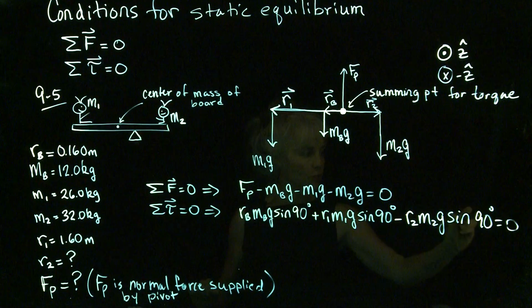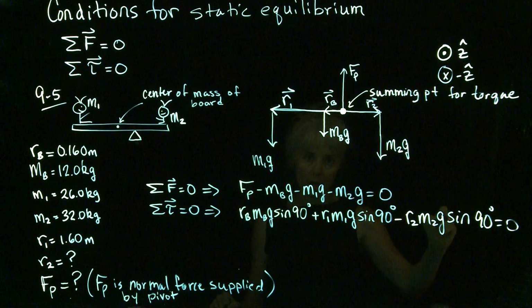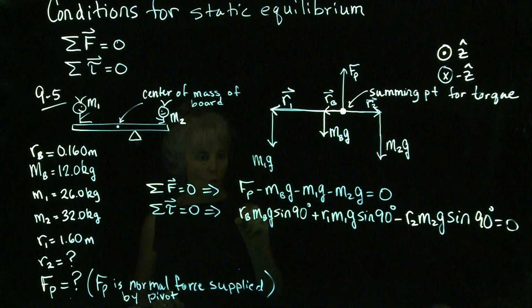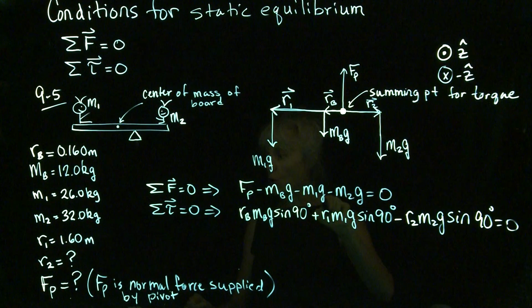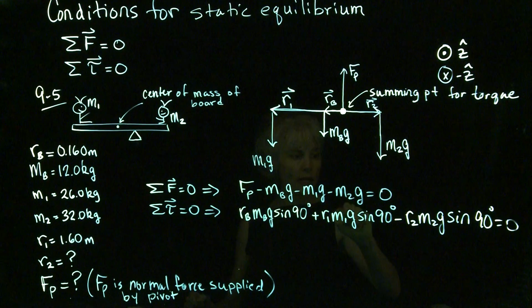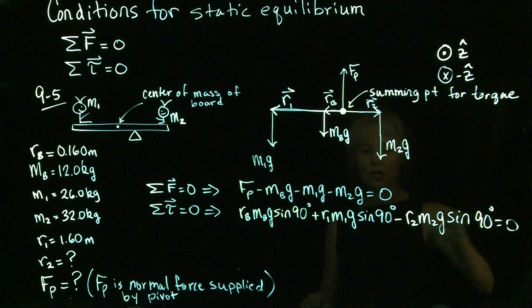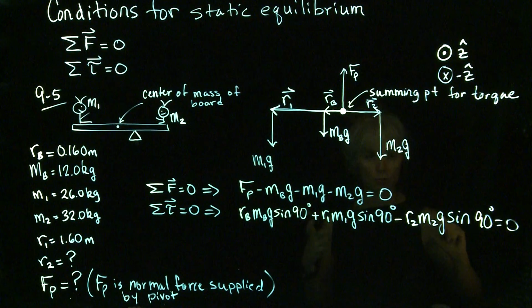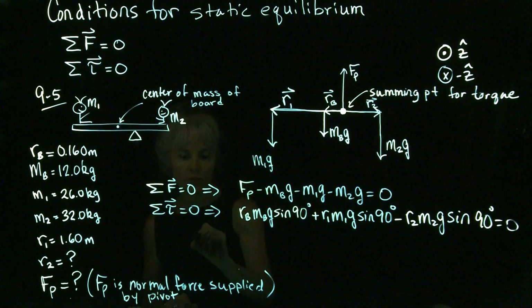R2 is going to come from this equation right here. Notice that all these sine 90s are 1. So I know RB, I know MB, I know G, I know R1, M1, and G. I don't know R2. I do know M2 and G. So there's just one unknown here, and I'm just going to isolate it right away. That unknown is the R2 that I want to solve for.